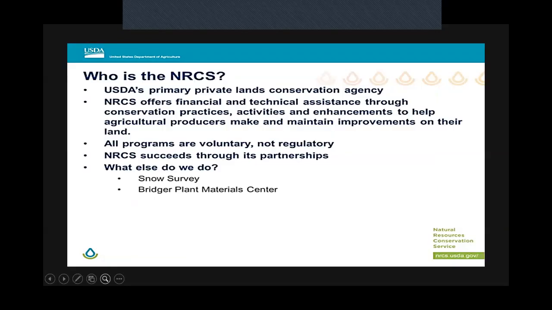We are involved in snow survey. If you're familiar with the SNOTEL sites that are online, that comes from NRCS. And then also the Bridger Plant Materials Center.